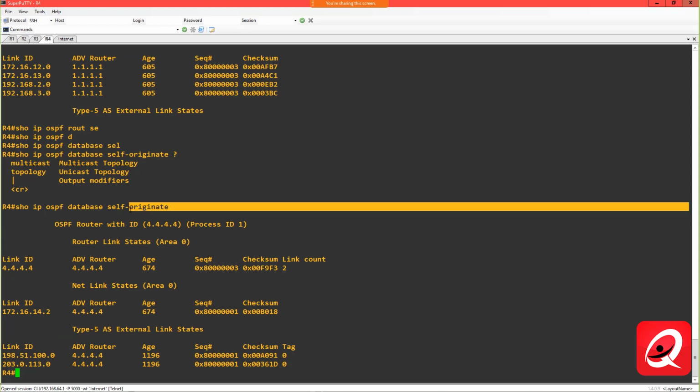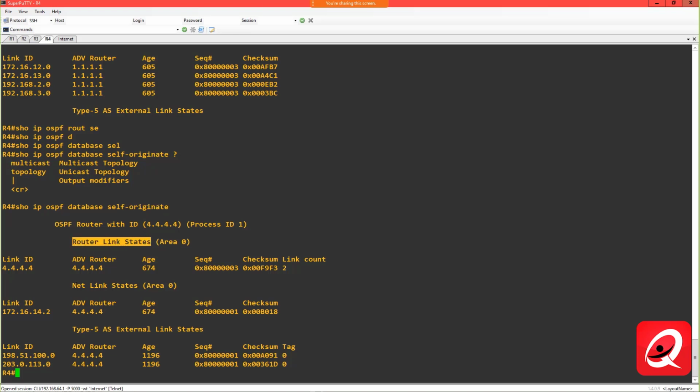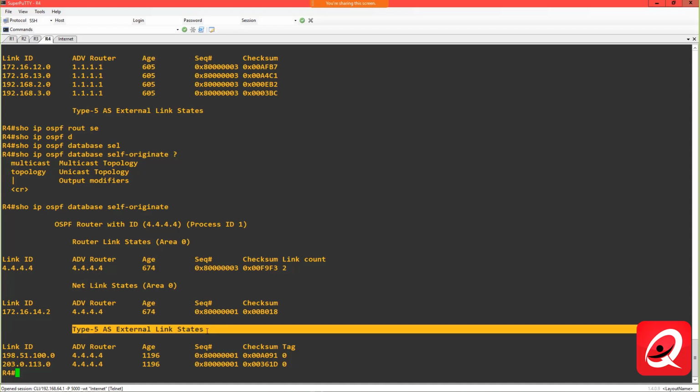I can tell, because I used the self-originate command, that this router is generating type 1 LSAs, it's generating type 2 LSAs, which are my network link state LSAs, and it's generating type 5 LSAs, which we're going to talk about a little bit later on, which are what we call external LSAs. These are the LSAs that represent the routes that are coming from an external domain. So because router 4 is redistributing routes from the internet, it's generating these type 5 LSAs into the domain.